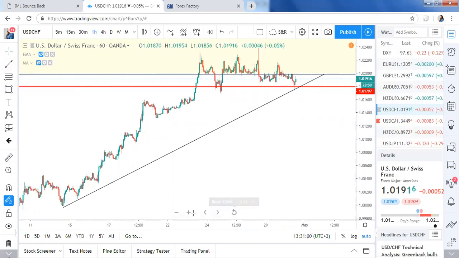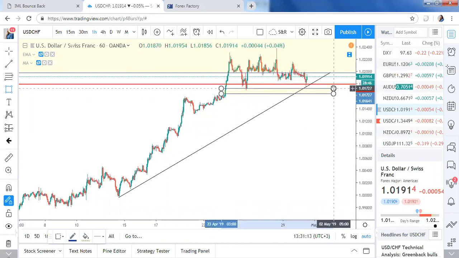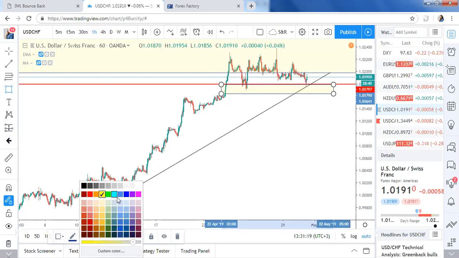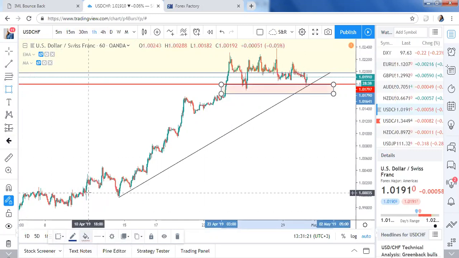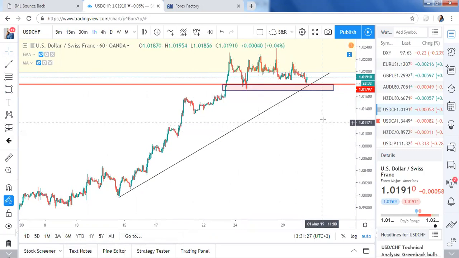We're looking at structure, right? We want to see price breaking here. So do this. Make it a different color. So we want to see price breaking this support, right?